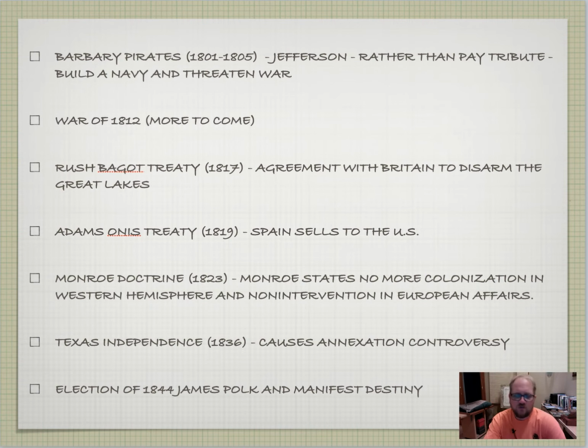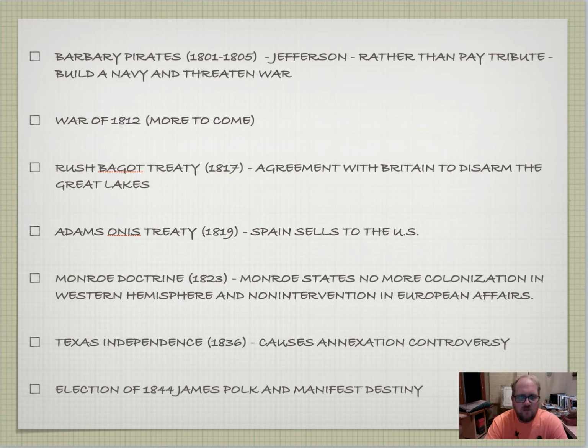We also see the first international forays with Jefferson looking at the Barbary pirates off the coast of Africa. Rather than paying tribute to these tribes, he would rather just build a navy and basically threaten war, which basically gets them to back down.